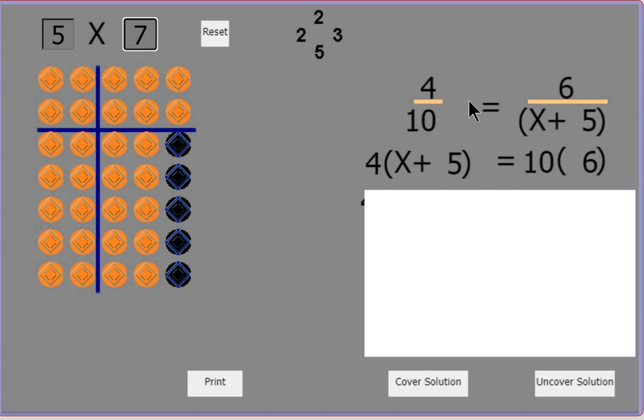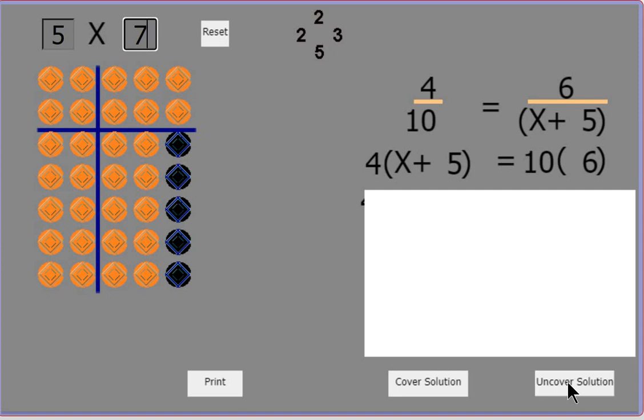So we cross multiply 4 times x plus 5. And we cross multiply 10 times 6. And we can see the same diagonal correspondence here: 10 times 6, 4 times x plus 5.